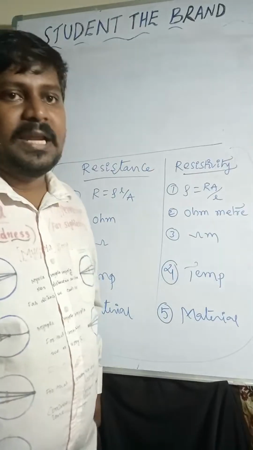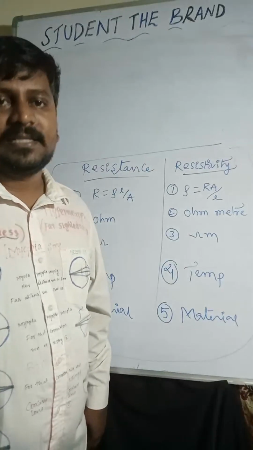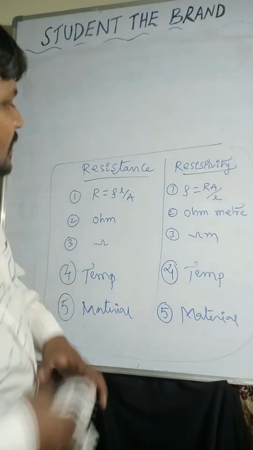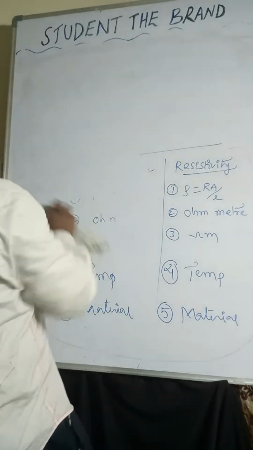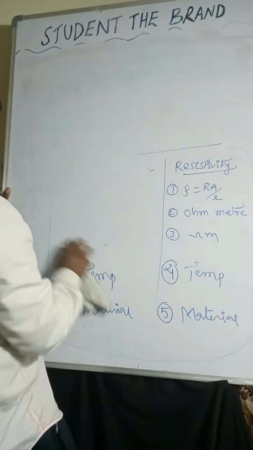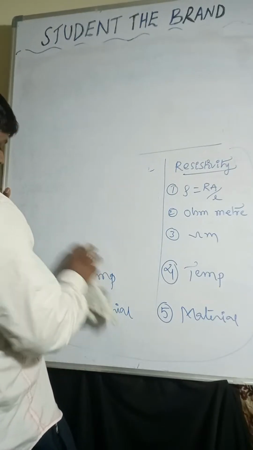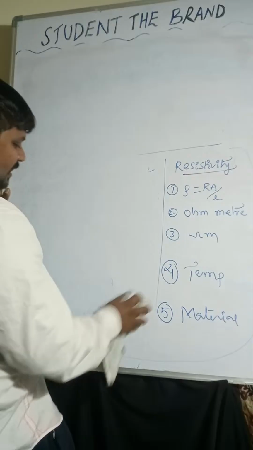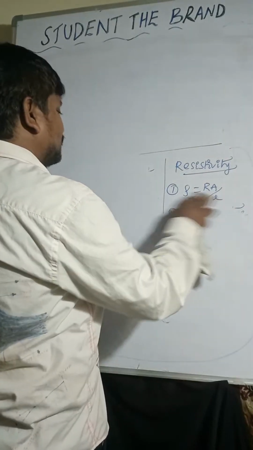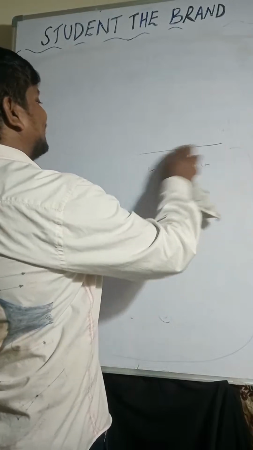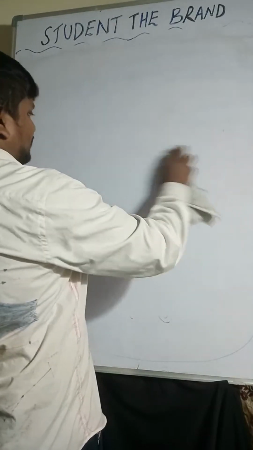Okay, done. So next topic is resistors connected in series combination and resistors connected in parallel combination.